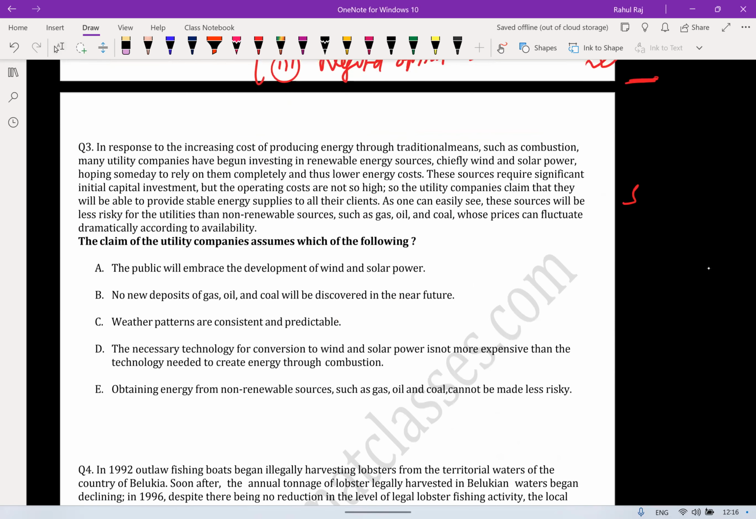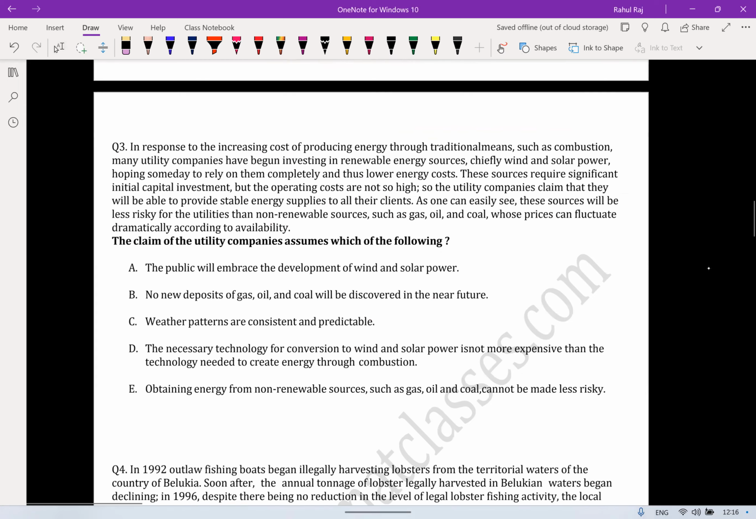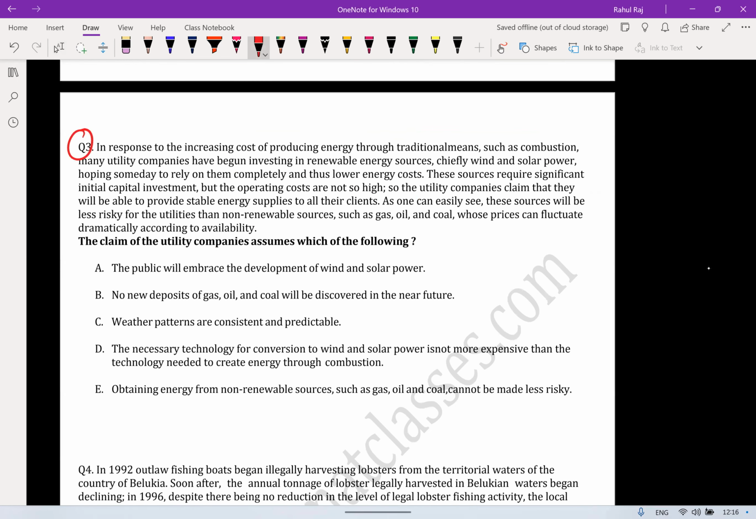So can we do question number 3? Please take 2 minutes. Mark your answers. This is an easy question. Don't go mad about it at all. Take 2 minutes, mark your answer, and then we'll start discussion. Fast, please, guys.